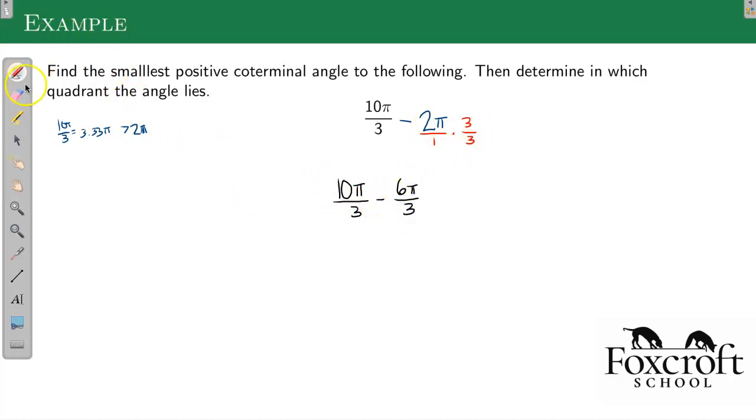Alright, so it's real important. The first thing you do is get these denominators to be the same. Then I can subtract 10 pi minus 6 pi is 4 pi. And I put it over that one common denominator. Alright, so this is my final answer here, 4 pi over 3. 4 pi over 3 and 10 pi over 3 are coterminal, but this one is smaller than 2 pi.